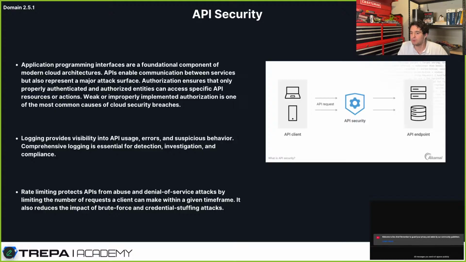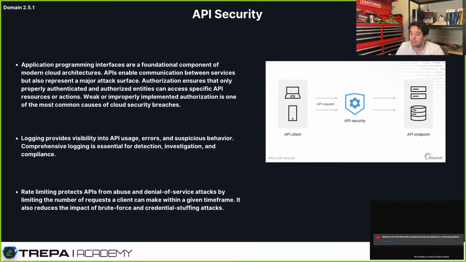Authorization ensures that only properly authenticated and authorized entities can access specific API resources or actions. Think of OAuth 2.0 and OpenID Connect, which have back-end trust already built between, say, an API client that's going to be reaching out a lot, and you have to configure that, rather than just some random client trying to connect to your API, sending API keys and hoping it gets in.